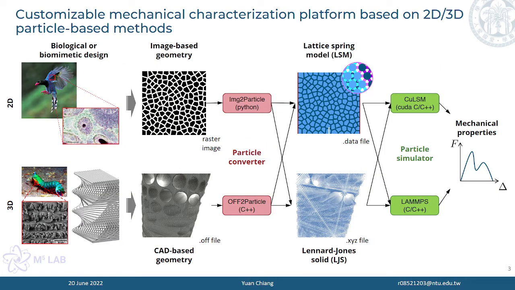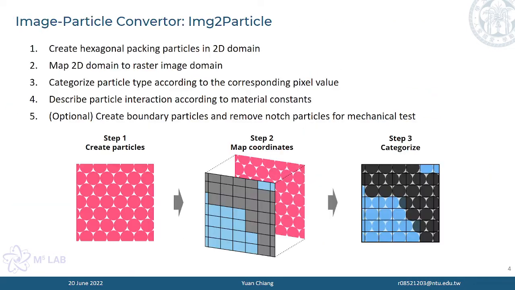Particle-based methods, on the other hand, have been recognized as an effective tool to simulate the dynamics and fracture behavior of solids with high geometric complexity. Therefore, we propose a customizable platform to first convert 2D images and 3D CAD solids into lattice models and then adjoint solids. Since particle-based methods such as LSM can be slow when a large number of particles are used, we further develop a CUDA-C++ lattice spring model code, CULSM, to accelerate 2D LSM simulations.